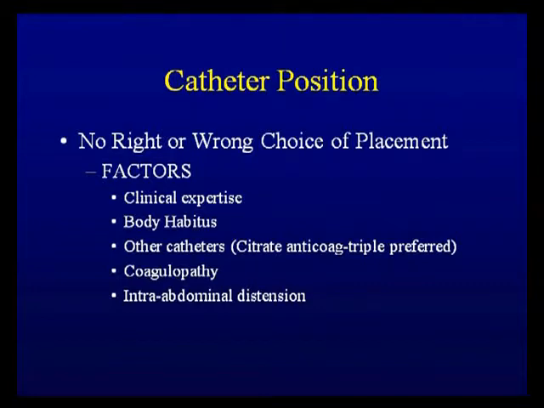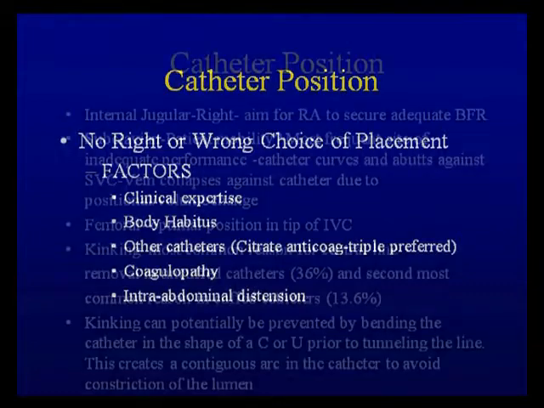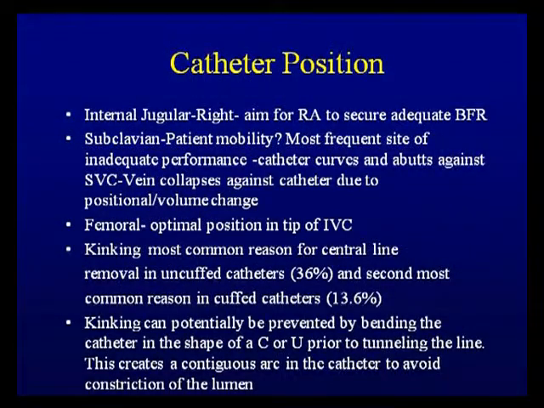What about catheter position? Well, there is no right or wrong choice of placement, and the factors that would influence your decision would be clinical expertise, the body habitus, other catheters, the citrate anticoagulation, coagulopathy, or if there is intra-abdominal pathology. The right IJ is preferred, and you should aim for the right atrium to secure your best blood flow rates. Subclavian, there are issues of patient mobility. This is the most frequent site of inadequate performance.